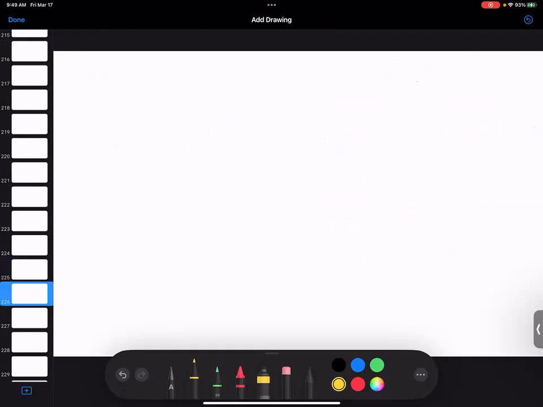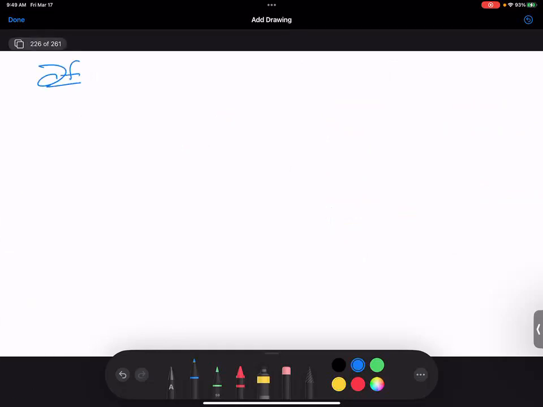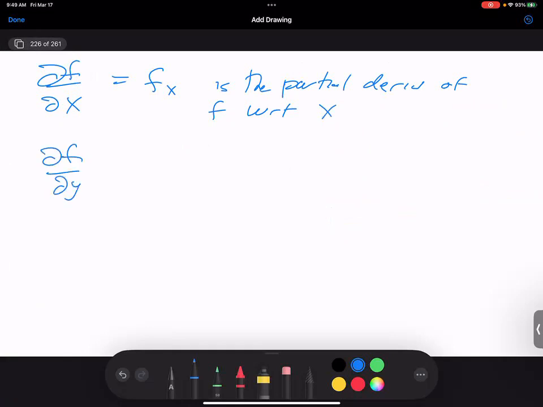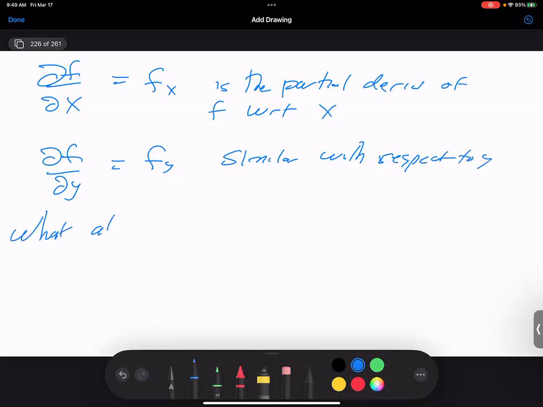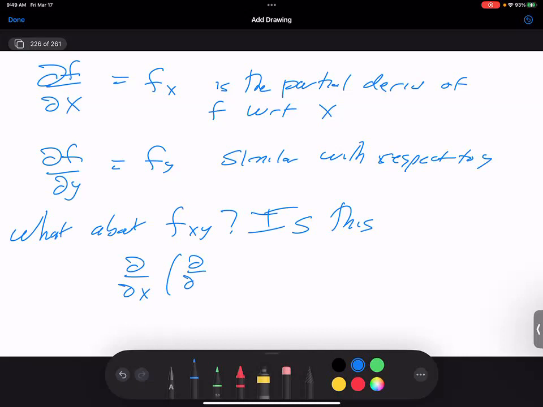So the last thing for today is some notation. df dx, we sometimes write that as f sub x, is the partial derivative of f with respect to x. What's df dy? It's similar, with respect to y. What about f sub xy? Is this the derivative with respect to x of the derivative with respect to y of f, or the derivative with respect to y of the derivative with respect to x of f? They might be different.